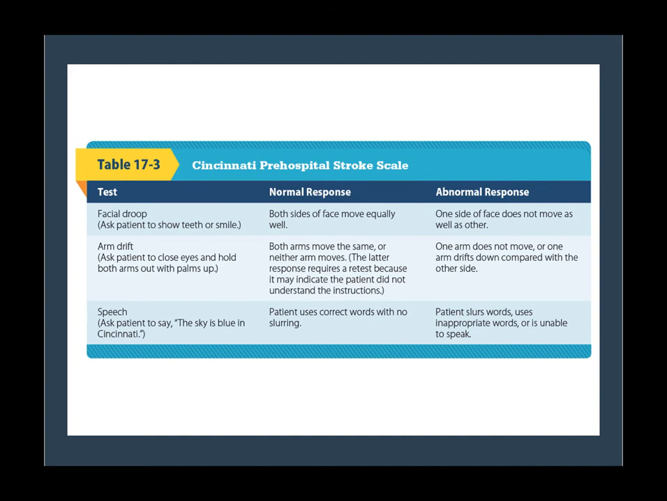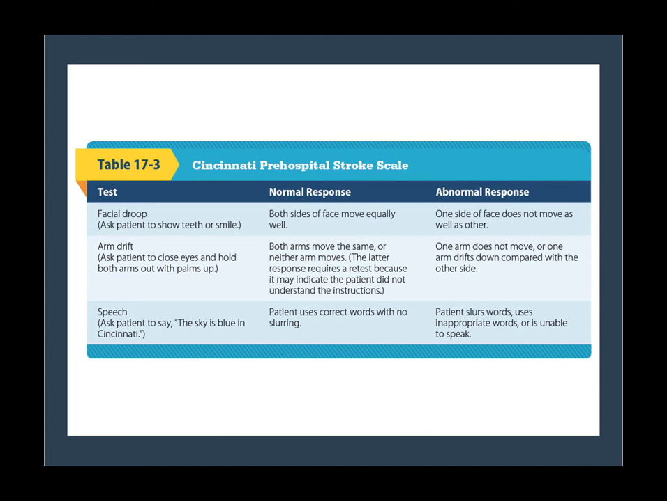We've already gone over the whole FAST concept with facial droop, arm drift, and speech abnormalities. That's exactly what this is going through. So stroke scales are going to evaluate the face, arms, and speech. There's a couple different kinds of stroke scales. The first one is Cincinnati and the other one is Los Angeles, but the Cincinnati is definitely more commonly used.